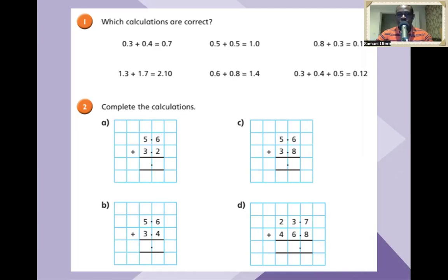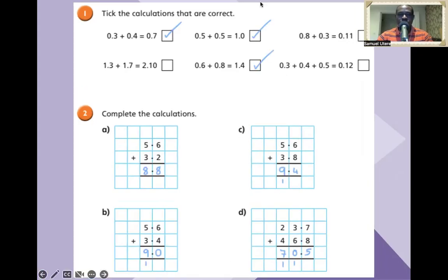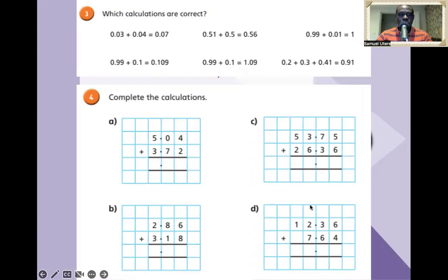All right, assuming you've paused the video and you've answered the questions, here are the answers. So here you're asked, tick the calculations that are correct. So here, you should be able to spot the ones that are correct by using your column method, your formal method of addition. Next one, pause the video and answer questions 3 and 4 in 4 minutes.